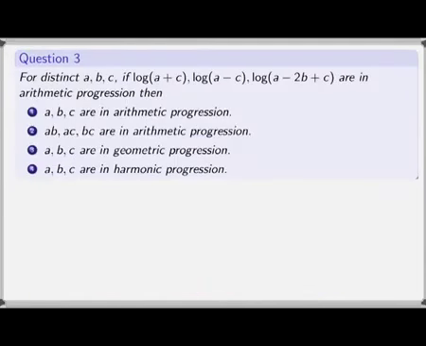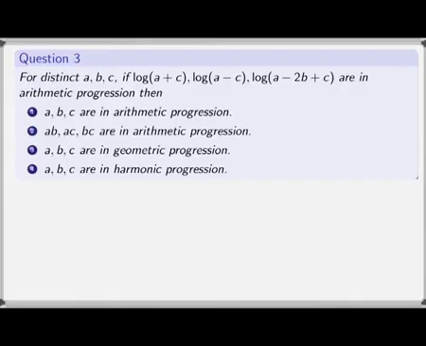This is our third question. We have three distinct numbers a, b and c. If logarithm of a plus c, logarithm of a minus c and logarithm of a minus 2b plus c are in arithmetic progression, then among these four given options we shall find out which are correct.